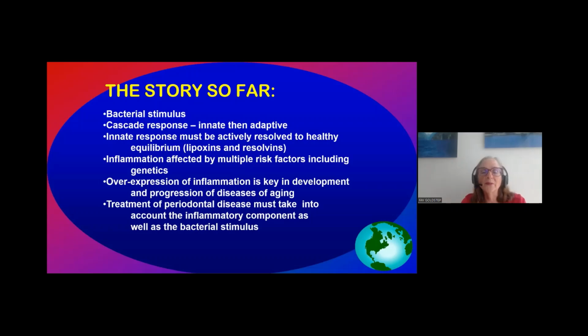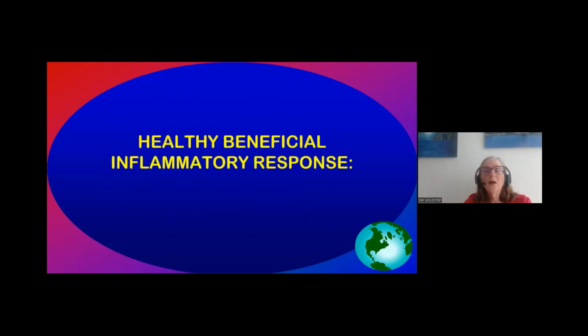The treatment of periodontal disease has to take into account the inflammatory component as well as the bacterial stimulus. We've been hung up on bacteria, removing bacteria. Sure, that's part of it, but we have to look at all the other blocks that are part of this entire spectrum. So we have to get our patients to respond in a healthy manner to inflammation.